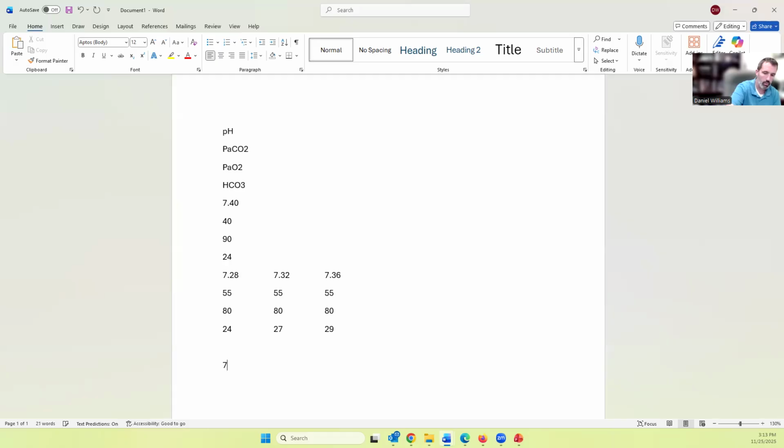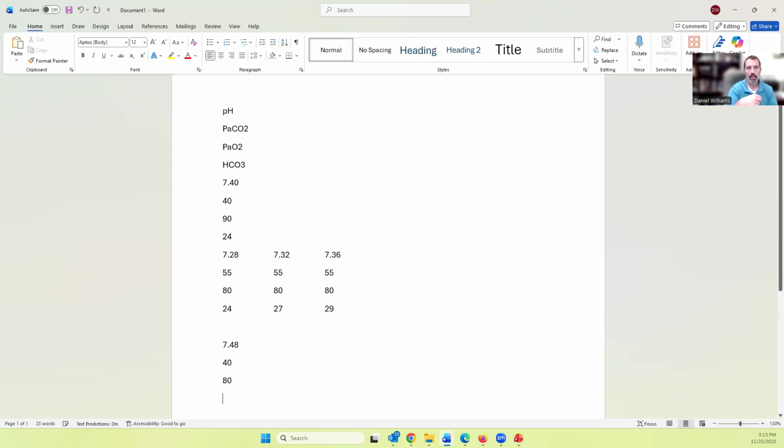So I'll go 7.48. We're going to leave the CO2 pretty much normal right now. We'll leave the PaO2 at 80, and I'm going to take my bicarb to 28 here. So if you look at this, first thing we do, assess the pH. pH is alkalotic. Now I have to look and figure out why it is alkalotic.